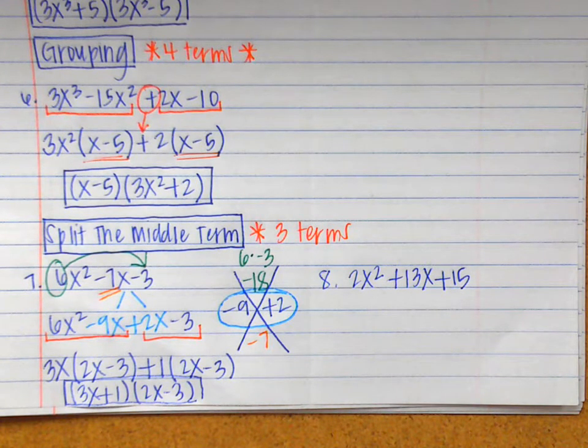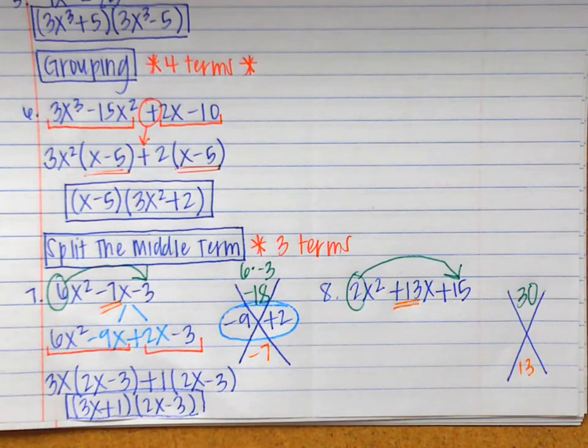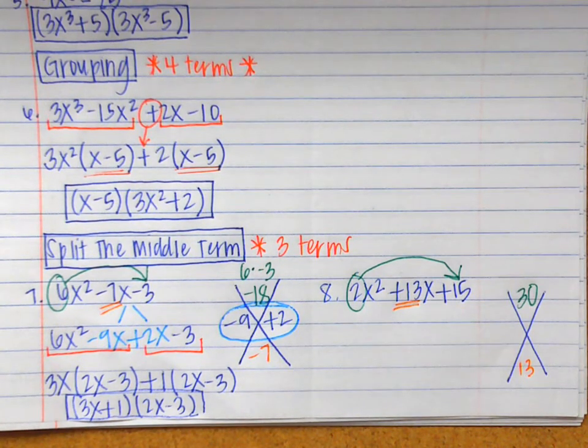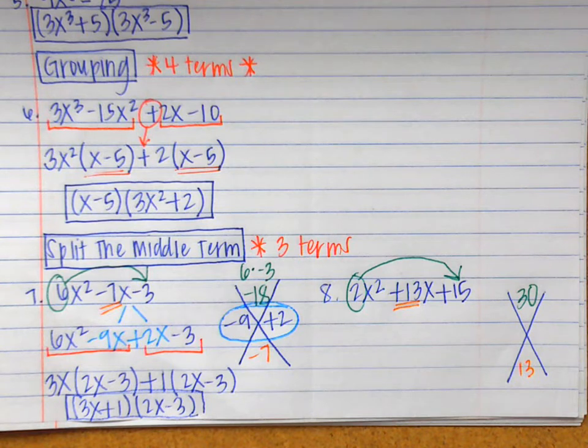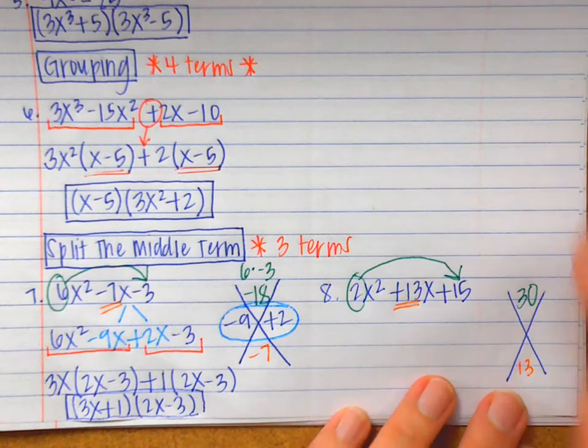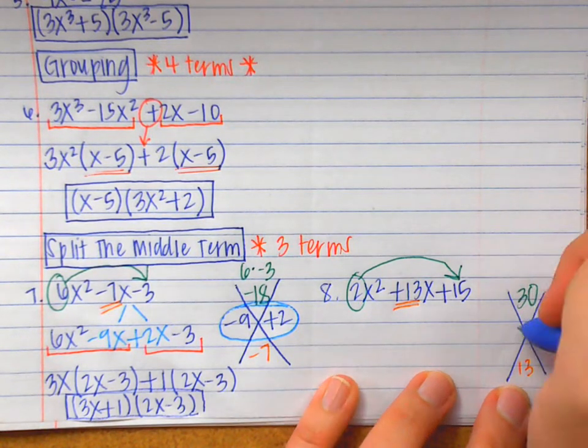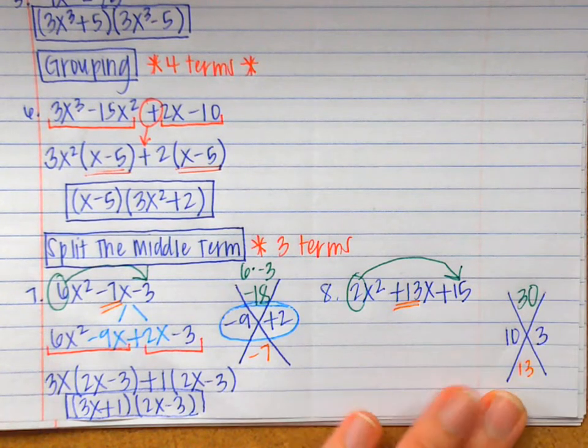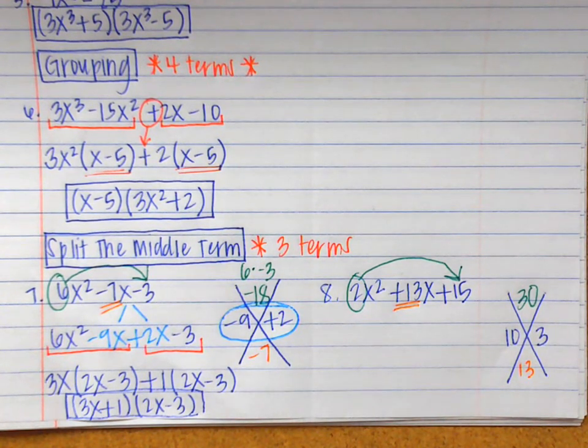So the first thing I would do with this step is set up my x. Okay, so I set up my x. 30 is on top, 2 times 15. 13 is on bottom, which is my b term. And I'm thinking, what 2 numbers multiply together to get me 30 and add to get me 13? And that would be 10 and 3. And those are my 2 terms I'm going to use to split the middle term. So I'm going to do that one next.